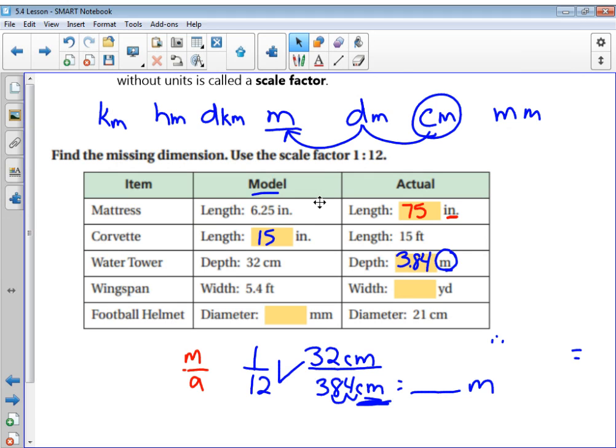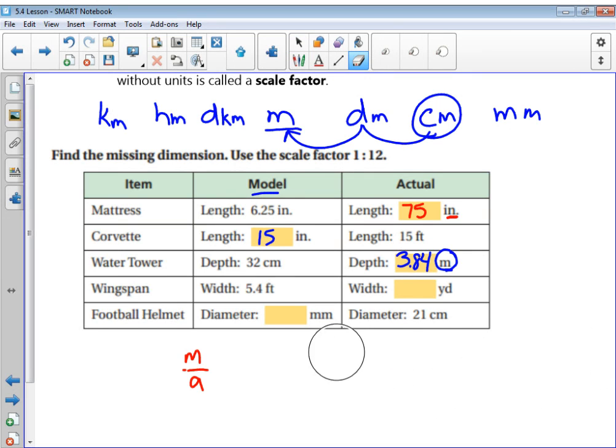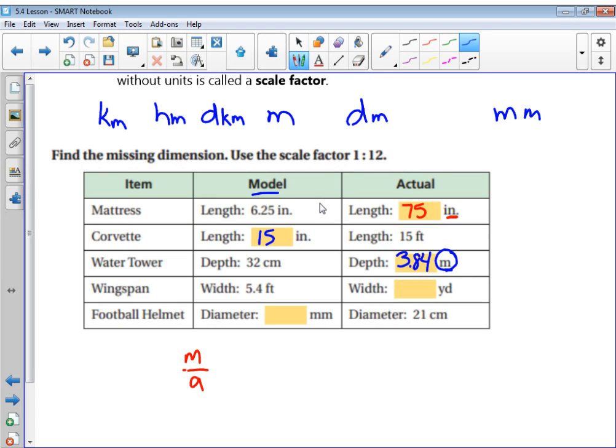Okay, so let's go ahead and do one more, and then I'm going to have you try one on your own. Okay, so erase this. Looks like I'm going to need this in a little bit too. So I'll rewrite that. Okay, so let's go ahead and try another one. So this next one, our model over actual was 1 to 12, still for our scale factor. This is our model, this is our actual. And here they're giving me the model of 5.4 feet. Okay, for the wingspan of a bird probably.